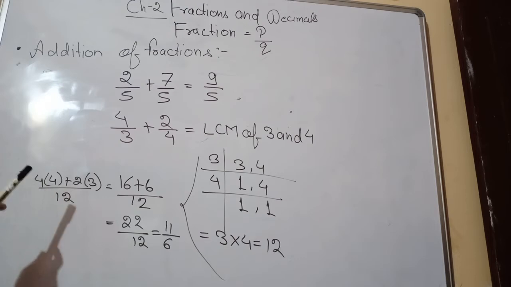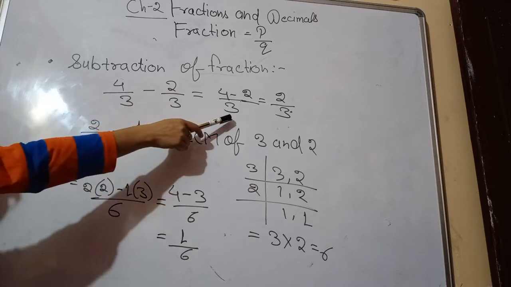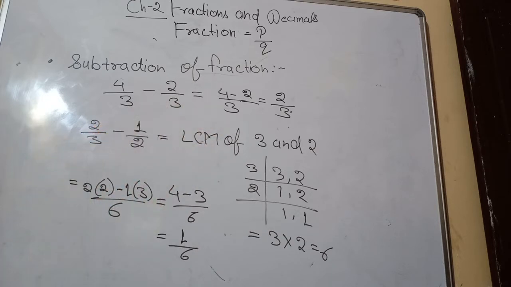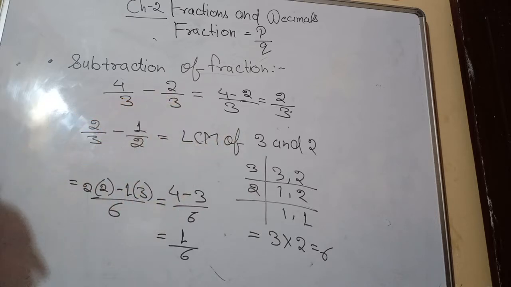So this is how we add the numbers when the denominators are the same and when the denominators are different. Now we will study subtraction of fractions. The same rule is applicable for subtraction also. If the denominator is the same, you put the denominator as it is in the result, means 3 and 3 are both the same, so we will place 3 as the denominator. And what about the numerator? We subtract 4 minus 2, which gives us 2. So what is our answer? 2 by 3.